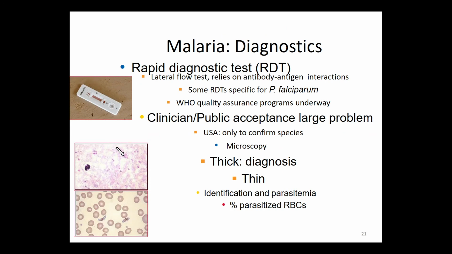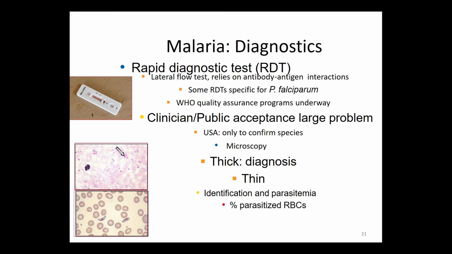The rapid diagnostic test, which is on the screen here, has a control and another line. The lateral flow test relies on antibody-antigen interaction. Some rapid diagnostic tests specific for Plasmodium falciparum have a quality assurance program underway. Clinical public acceptance is a large problem, so in the USA it is used only to confirm species, and microscopy is used otherwise. Well, in Russia we do this. So, for diagnosis, what I told you, and species identification and parasitemia.